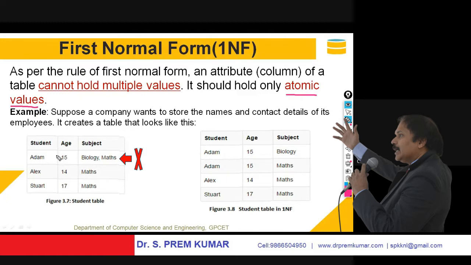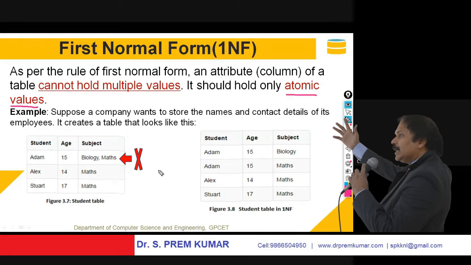You observe here, you take a table. Adam, age is 15, biology and mathematics. He is answering some examinations of biology and mathematics. Alex, age is 14, he is answering mathematics. Strut, his age is 17, he is answering mathematics. Suppose this is the table I created. There is a flaw in this table. This is not a good table.